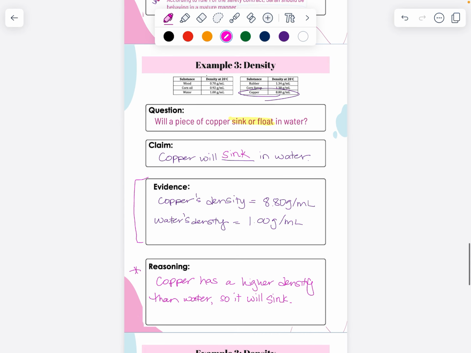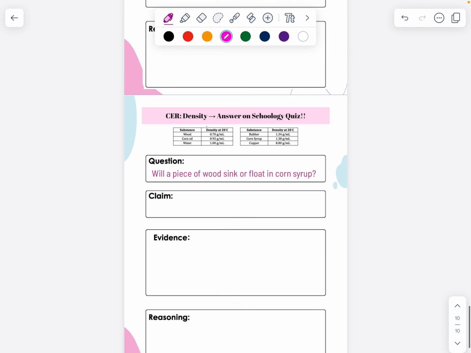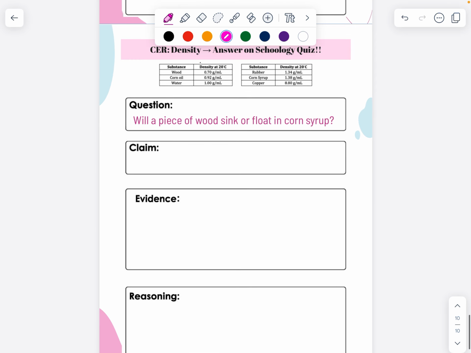All right, that's our last example we're going to do together. Example 4, or the last example on your notes. Will a piece of wood sink or float in corn syrup? You can submit this on that Schoology quiz if you are in online. If you are in honors, this is not included on your notes, but you're welcome to give it a try. If you would like feedback online, put this into the Schoology quiz for the CER practice, and I will give you feedback on it. Reach out with any questions.